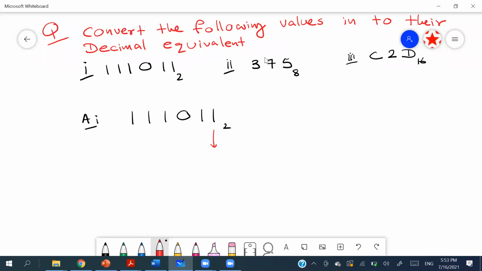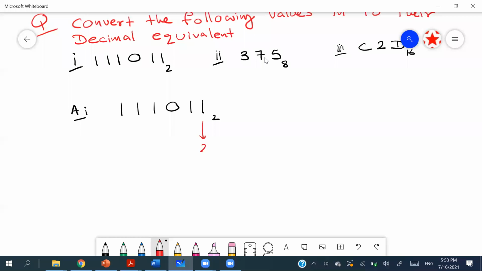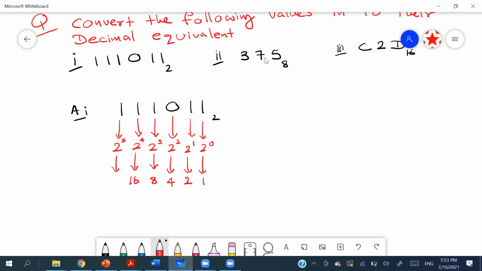So we consider the place values like 2 to the power 0, 2 to the power 1, 2 to the power 2, 2 to the power 3, 2 to the power 4, and 2 to the power 5, right? So we know the representation of these 2 to the powers. This is 1, this is 2, this is 4, this is 8, this is 16, and this is 32, right?